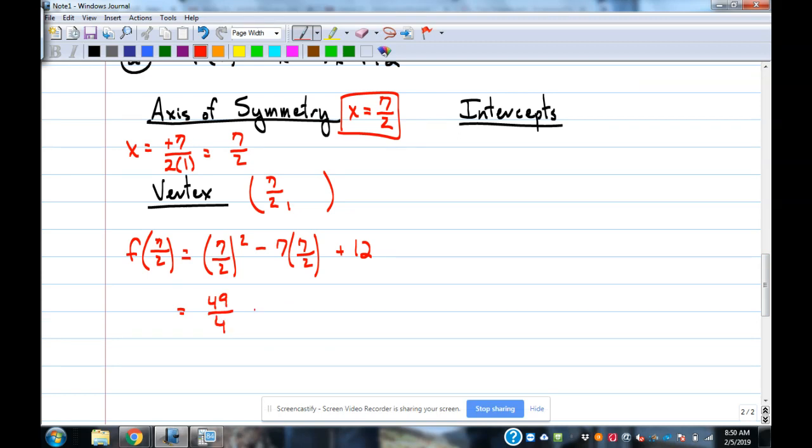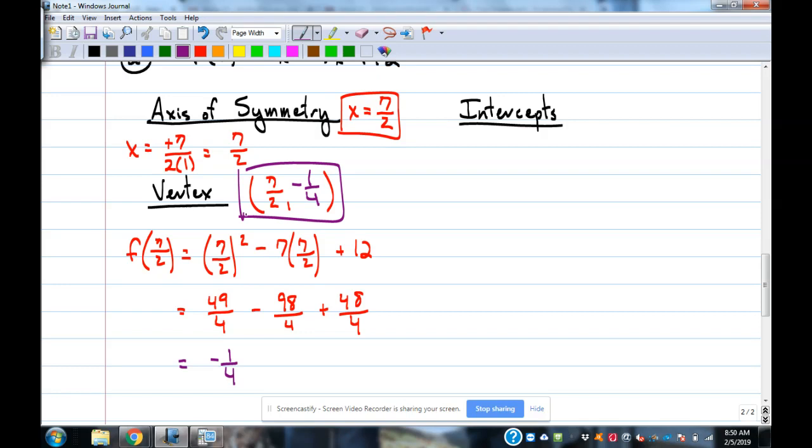49 over 4 minus 49 over 2 plus 48 over 4. I'm going to change it to 98 over 4. So that'd be 49 and 48 is 97. So positive 97 and negative 98 be negative 1 over 4. Is that right? Might with the calculator check me there. I just want to make sure. Negative 1/4. So there's our vertex.